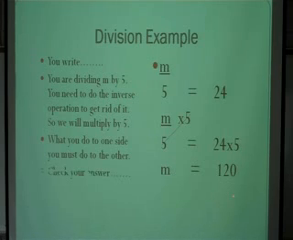To check our answer, we're going to use substitution. We're going to put the 120 in the m's place and work the original problem. 120 divided by 5 is 24, and we are correct. Let's work one more.